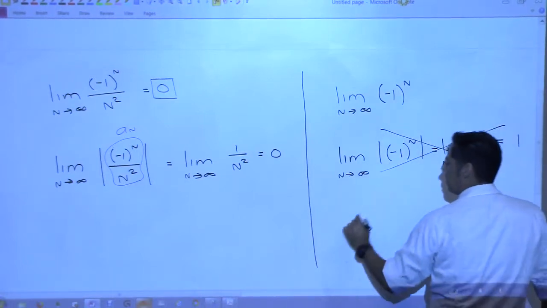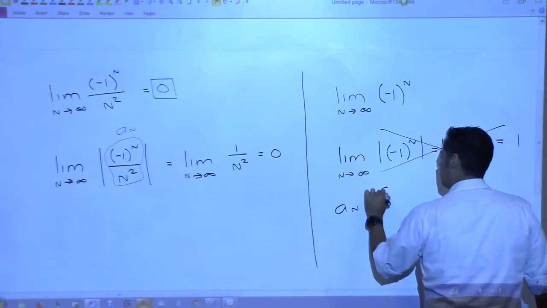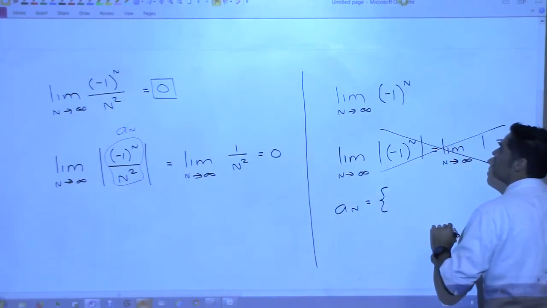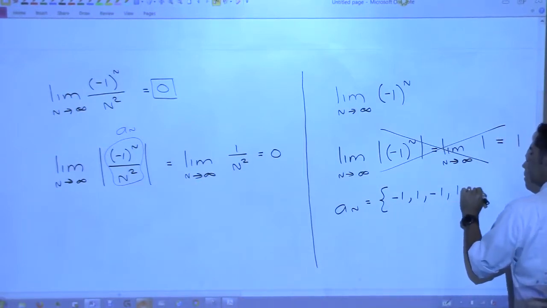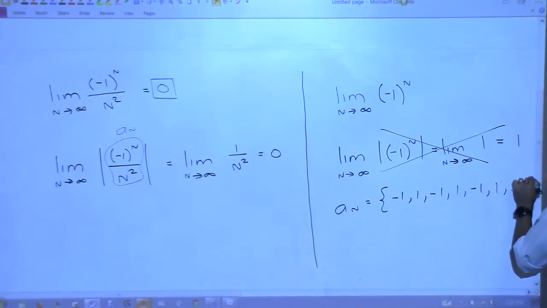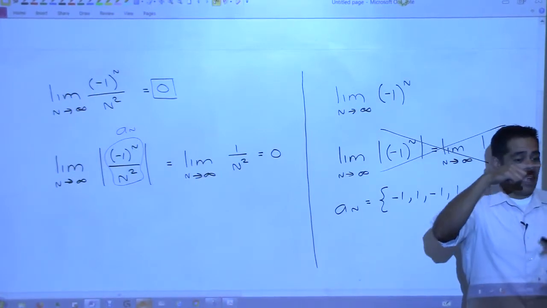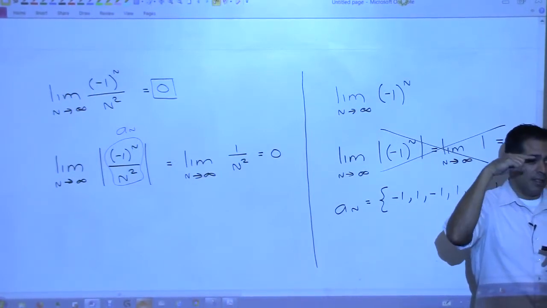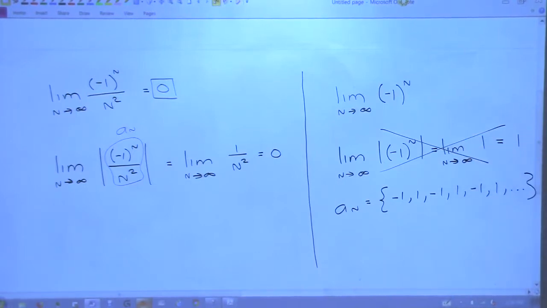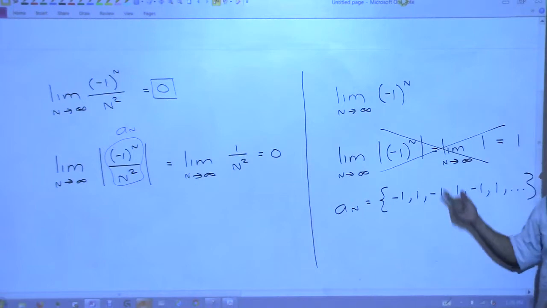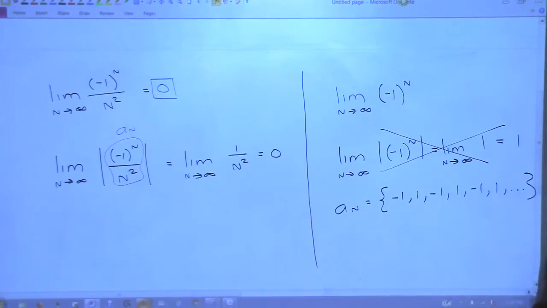And then, well, let's answer the question. Let's write out that sequence. If a sub n equals, what is the sequence here? Negative 1, 1, negative 1, 1, negative 1, 1. What does that converge to, or does it converge? It doesn't converge. It's kind of like the sine without all the stuff in the middle. It's negative 1, 1, negative 1, 1, negative 1, 1. That never goes to anything. You can't say 1 because it jumps to negative 1. You can't say negative 1 because it jumps to 1. So this would diverge.